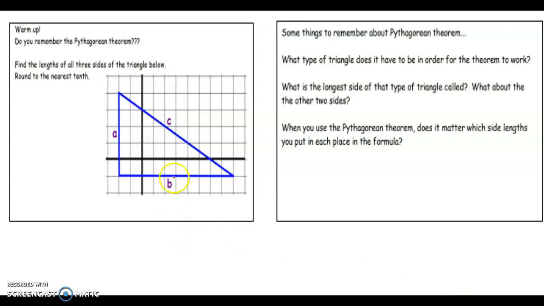If we are thinking about Pythagorean theorem, what do we remember? Let's use our notes over here to help us out. First thing, do you remember that it's a squared plus b squared equals c squared? And that it only applies to right triangles.